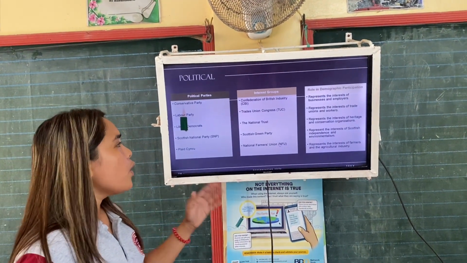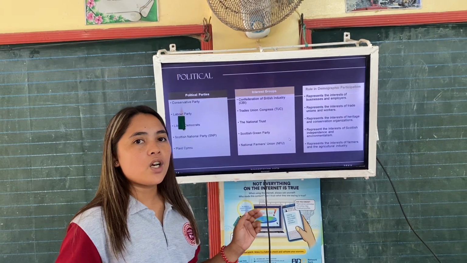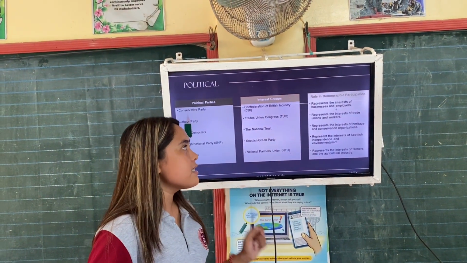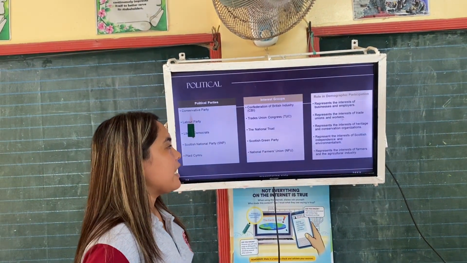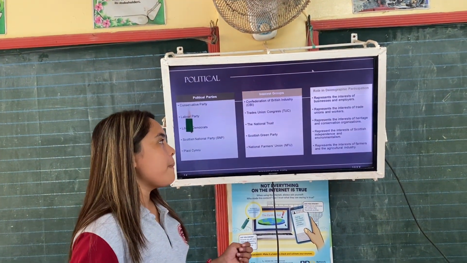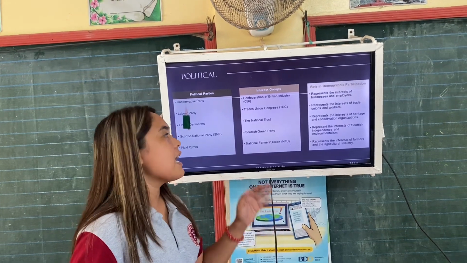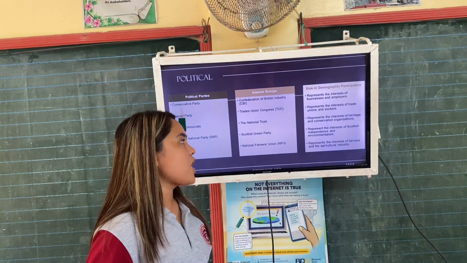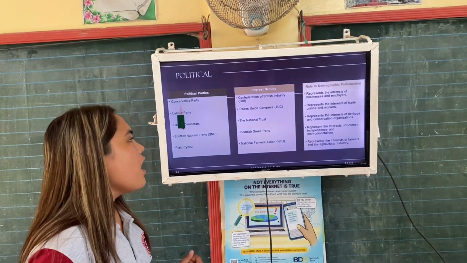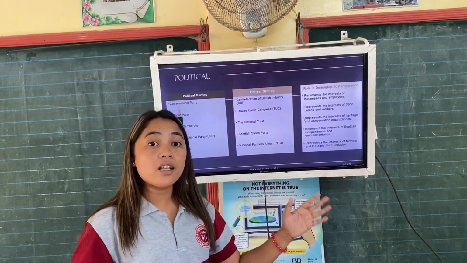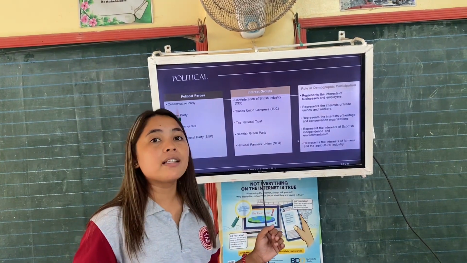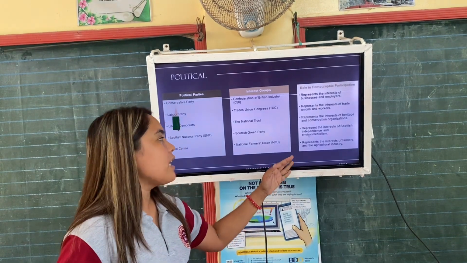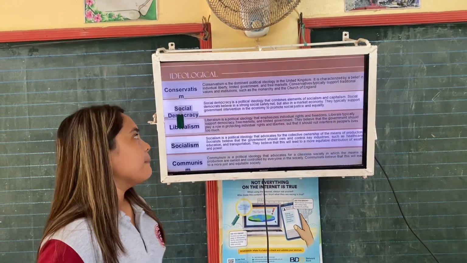And then the role in democratic participation of the United Kingdom are these. First, they represent the interests of businesses and employers. They also represent the interests of trades unions and workers. They also represent the interests of heritage and conservative organizations. Also, they represent the interests of Scottish independence and environmentalism. And last, they represent the interests of farmers and the agricultural industry.